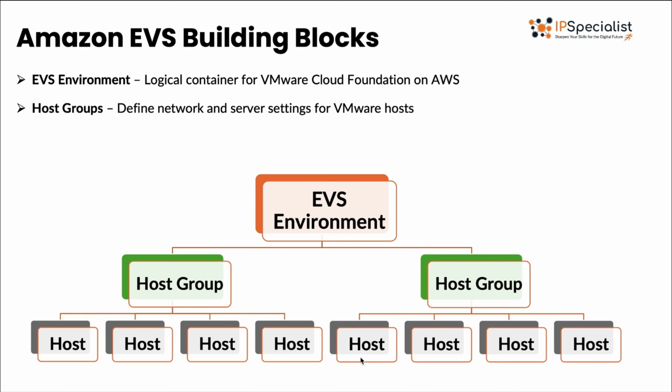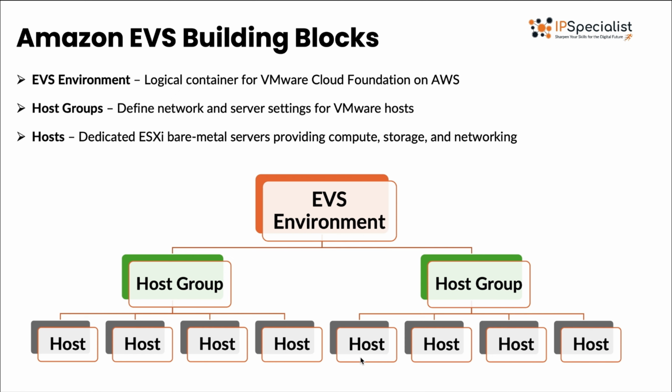At launch, you can start with a maximum of one host group. Then we have host. These are dedicated single tenant bare metal ESXi host. They provide the actual compute, storage, and networking resources for your VMware workloads. When you provision EVS, you're essentially spinning up a VMware data center inside AWS, complete with vSphere, vSAN, and NSX.